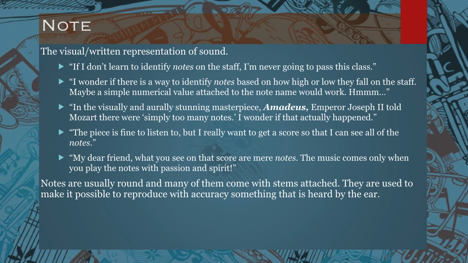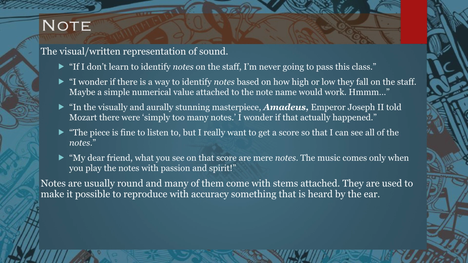In the visually and aurally stunning masterpiece, there's that word aurally, Amadeus, Emperor Joseph II told Mozart there were simply too many notes. I wonder if that actually happened. The piece is fine to listen to, but I really want to get a score so I can see all of the notes. My dear friend, what you see on that score are mere notes. The music comes only when you play the notes with passion and spirit.